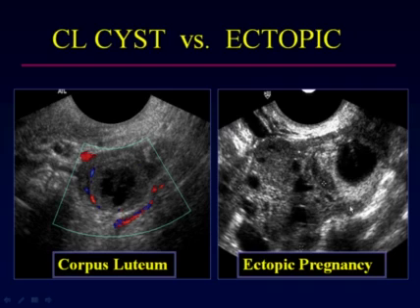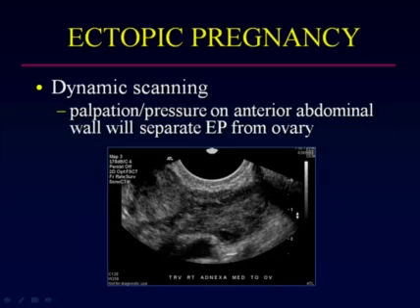You can see an acute angle between the ectopic pregnancy and the adjacent ovary, although there's a little hemorrhage between the two structures. There's no claw of ovarian parenchyma surrounding the ectopic pregnancy. So again, in general, ectopic pregnancy is much more echogenic than the corpus luteal cyst, although there is overlap.